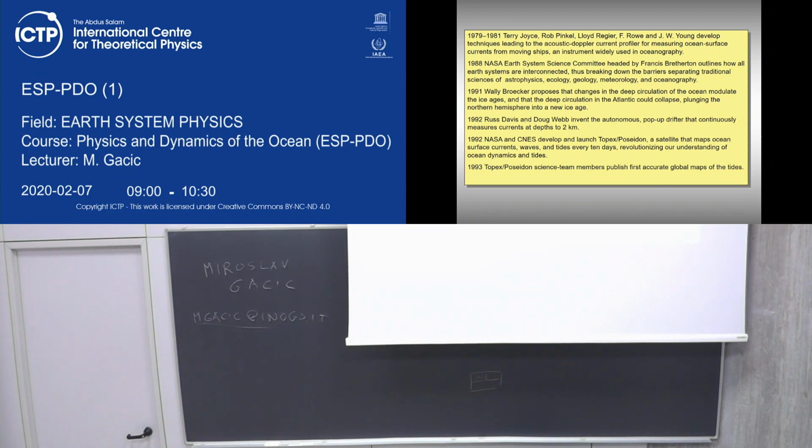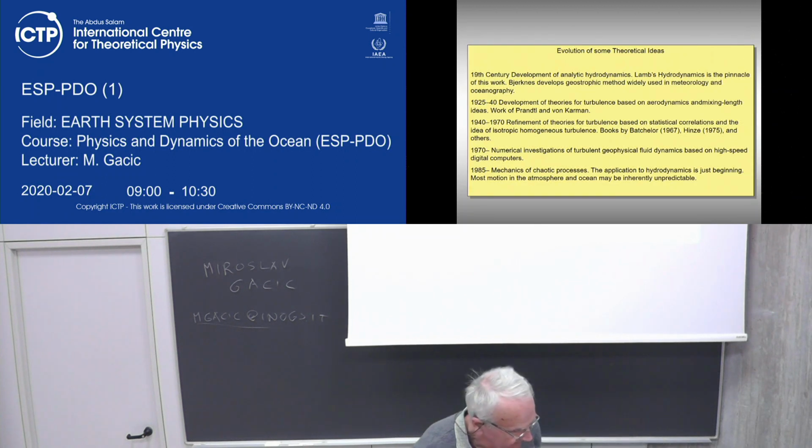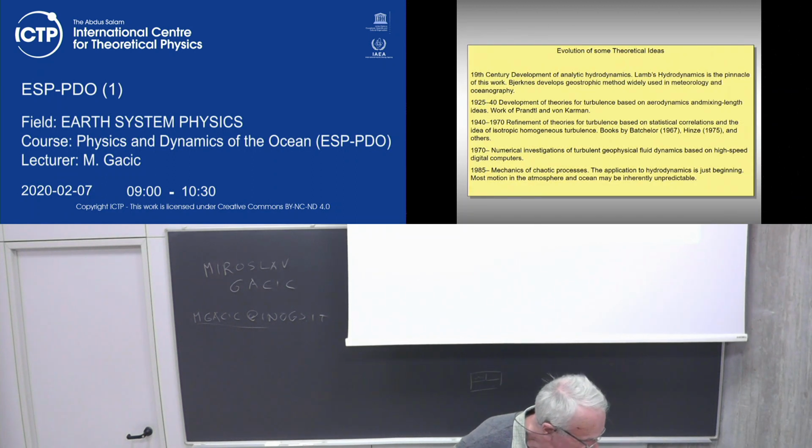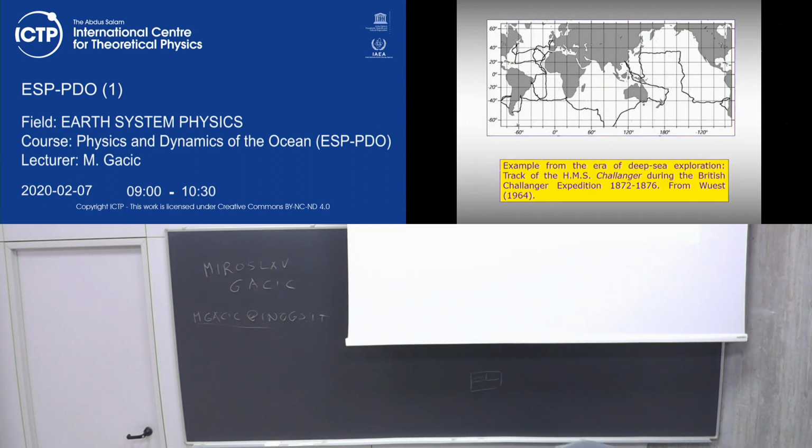So this is extremely important information, because you will see later how we can get not only the sea level, but also the surface circulation of the ocean, thanks to the remote sensing from satellites of sea level. Bathymetry data, we call it. Oh, this is the evolution of some theoretical ideas. I will skip over.